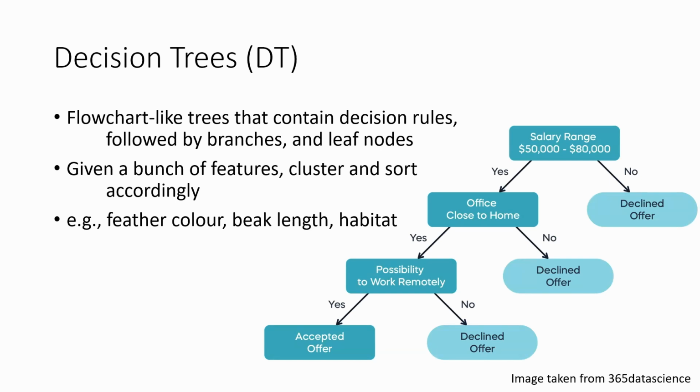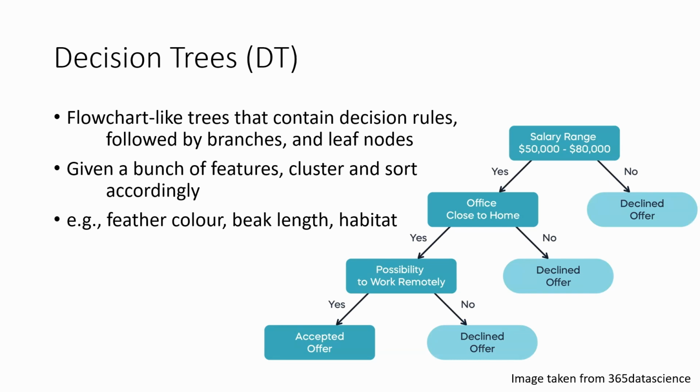If it belongs to category A, if you are satisfied with the salary range, then we check the next criteria. Is it close to home? Yes. Okay, then we check the next part. If it's not, then we reject it. And then if you're able to work remotely, then you accept the offer.